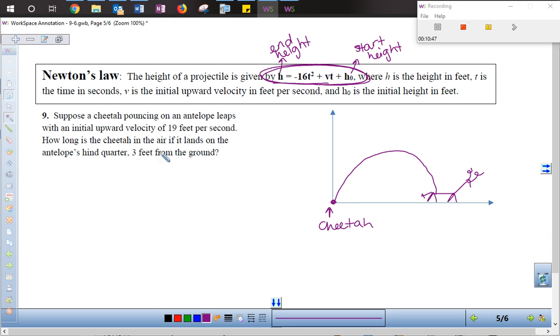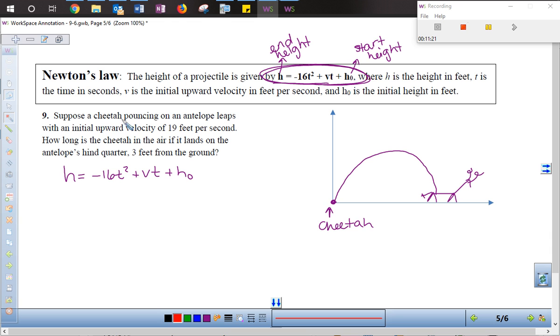We want to figure out how long he was in the air and how long it took him to land on the antelope's hindquarter. So here's what we're going to do. We're going to substitute information into this equation to solve. So I'm going to start by writing this equation down. H equals negative 16 t squared plus v times t plus h sub 0. Now, it says how long is the cheetah in the air, so we're solving for t. T represents time. Let's see what I can substitute in for my other variables.